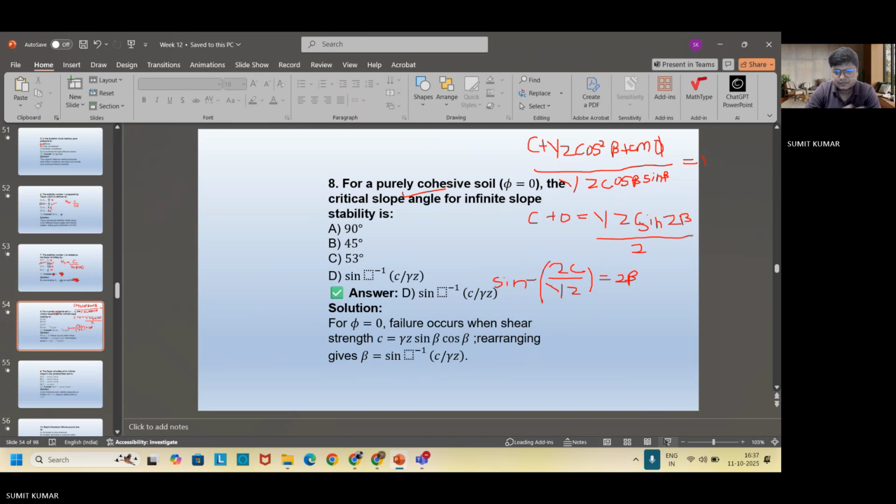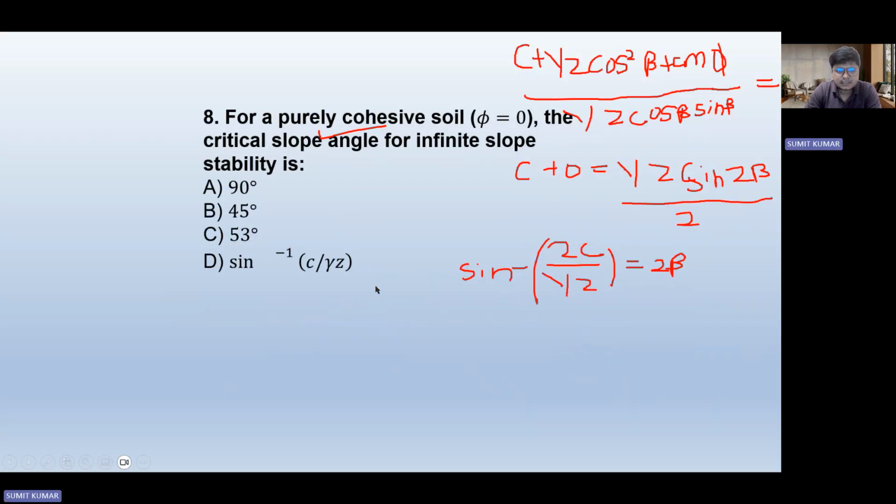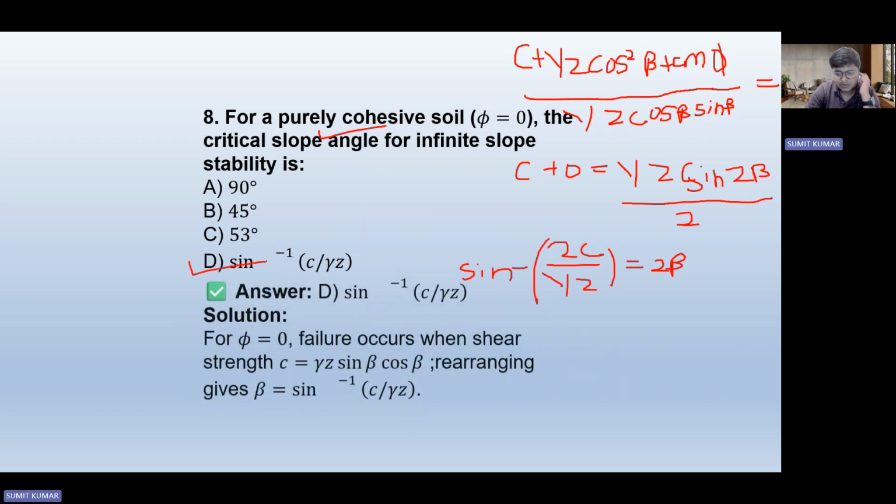Right. See, the point of discussion is already drawn over here, and it is also mentioned over here as well.